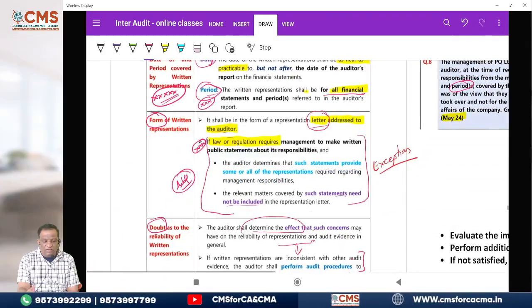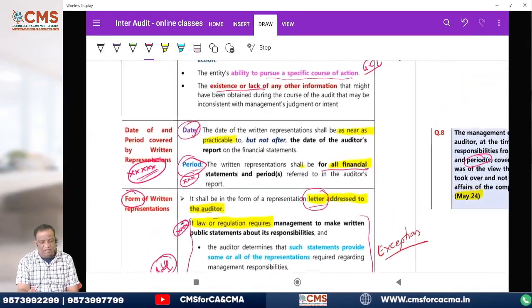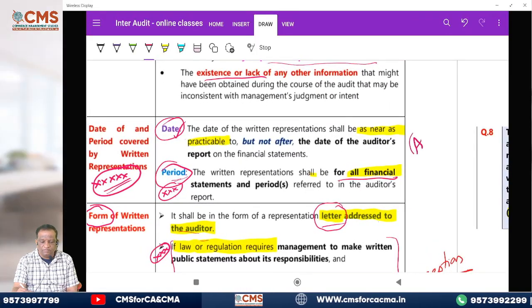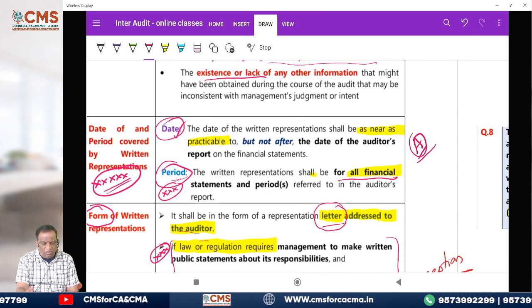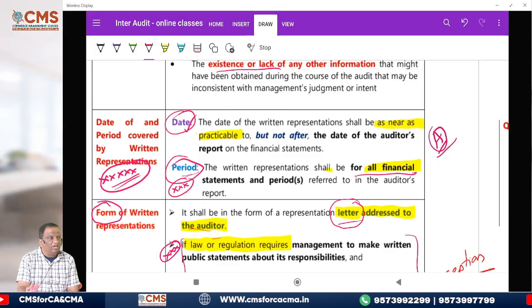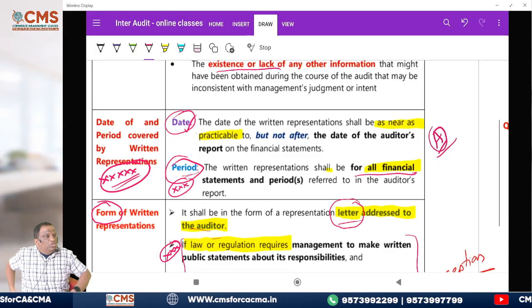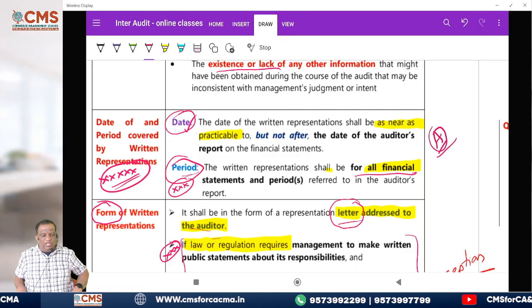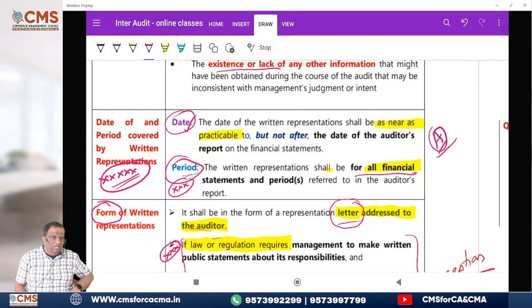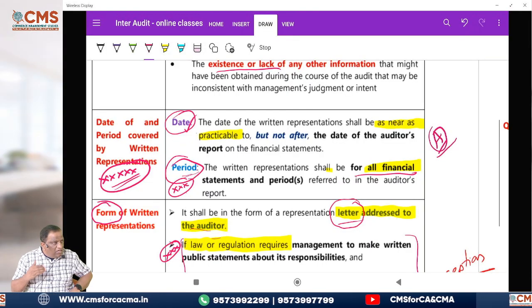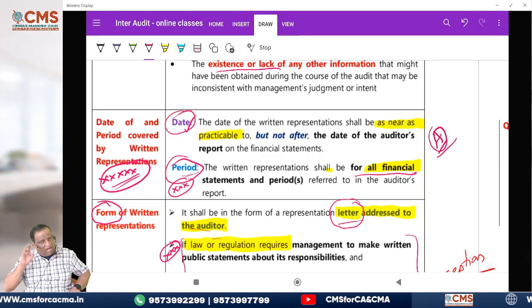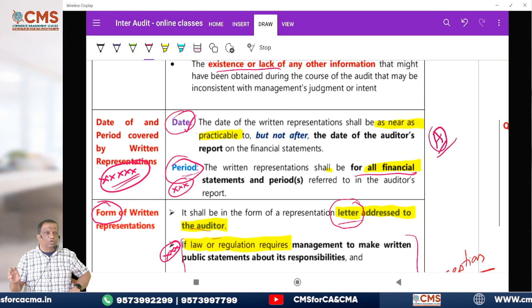Now, one more, the most important point is date and period. So this one, mark it as a category. What is the date you have to take this and what is the period you have to take it? It is a good one, good probability for MCQ also. Now, when should I take this written representation? You should take it as near as practicable, but not after the date of audit report. So indirectly, I need not collect it before starting the engagement, not required. I have to collect it as close as possible to the date of audit report. So that is the date.